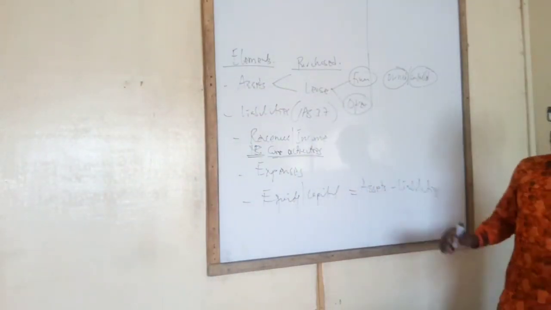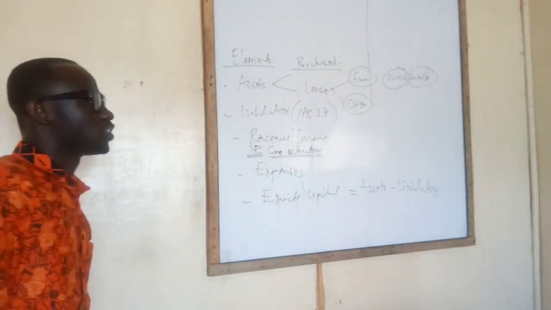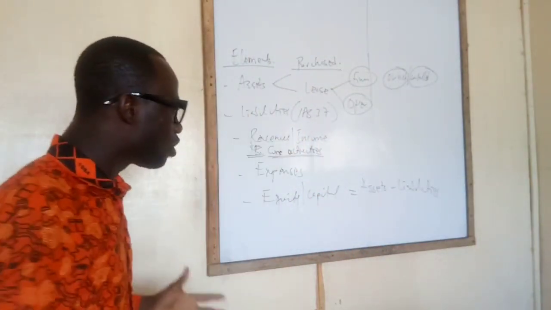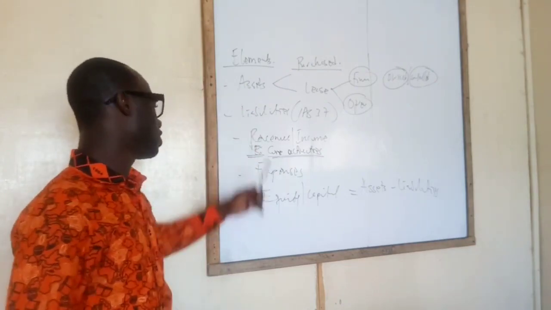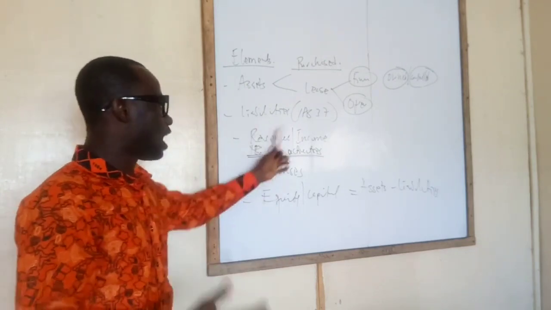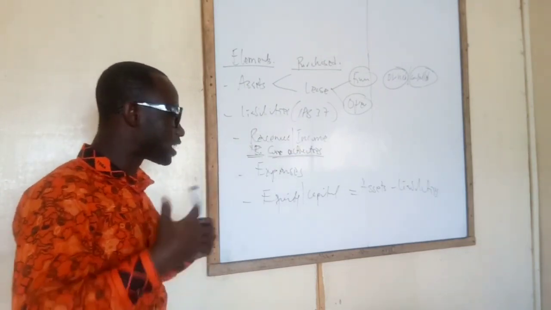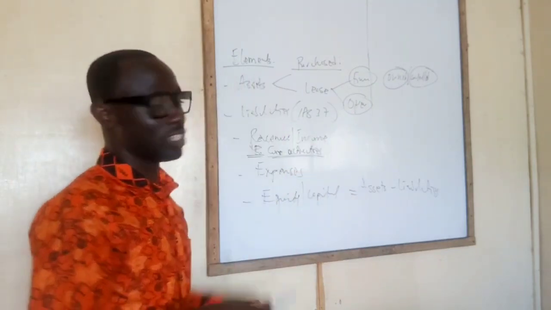Right. So these are the elements in financial statements. And everything we are going to be doing in financial reporting is either going to be about assets, about liabilities, about income, about expenses, or about the capital of a business. Everything is just centered around this.